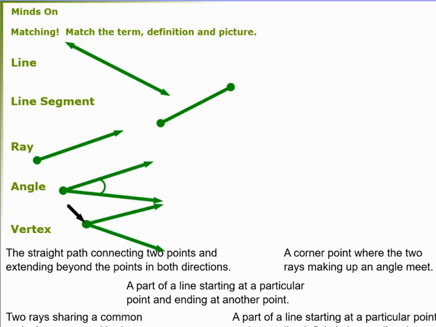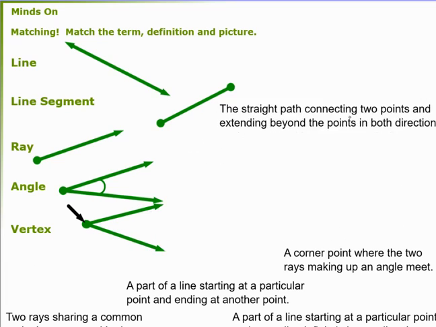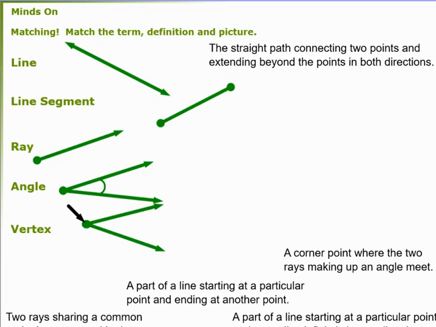When we want to do the definitions now, we see a straight path connecting 2 points and extending beyond the points in both directions. So here we go, extending in both directions. Which one shows an arrow extending in both directions? Our line, okay? Next, a corner point where the 2 rays making up the angle meet. Well, this is where they meet, is the vertex.